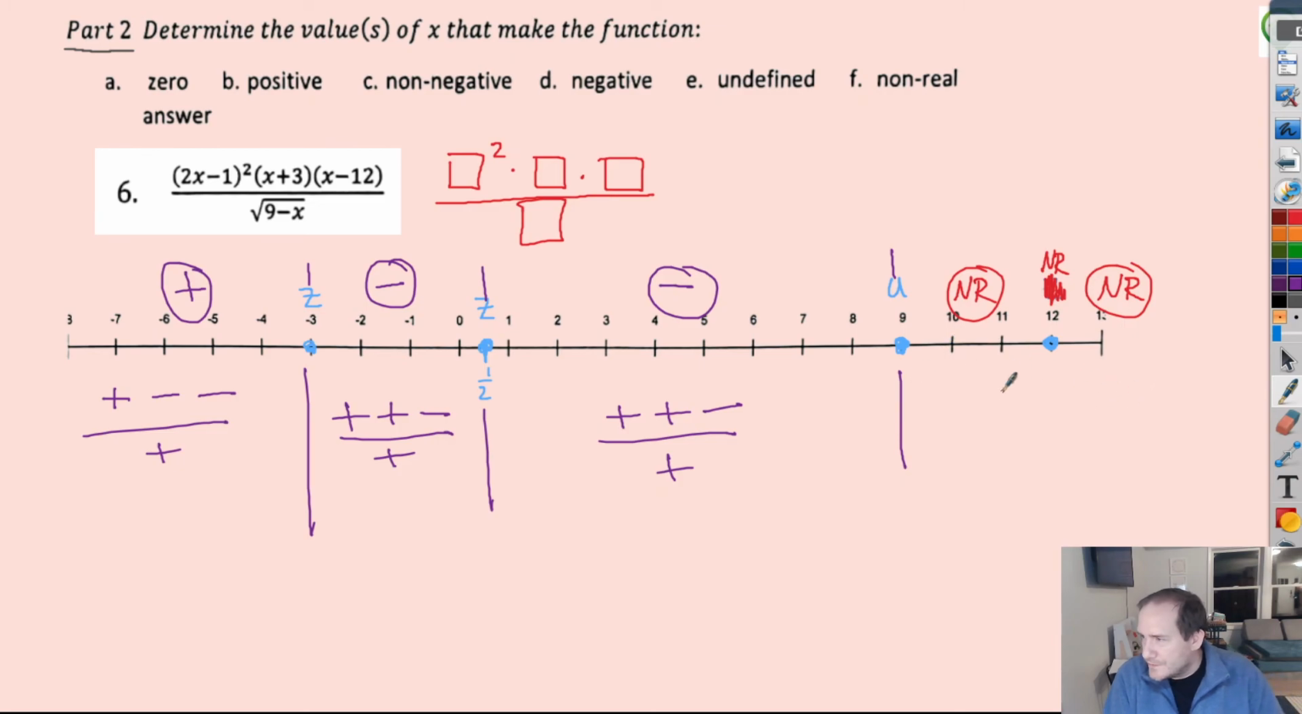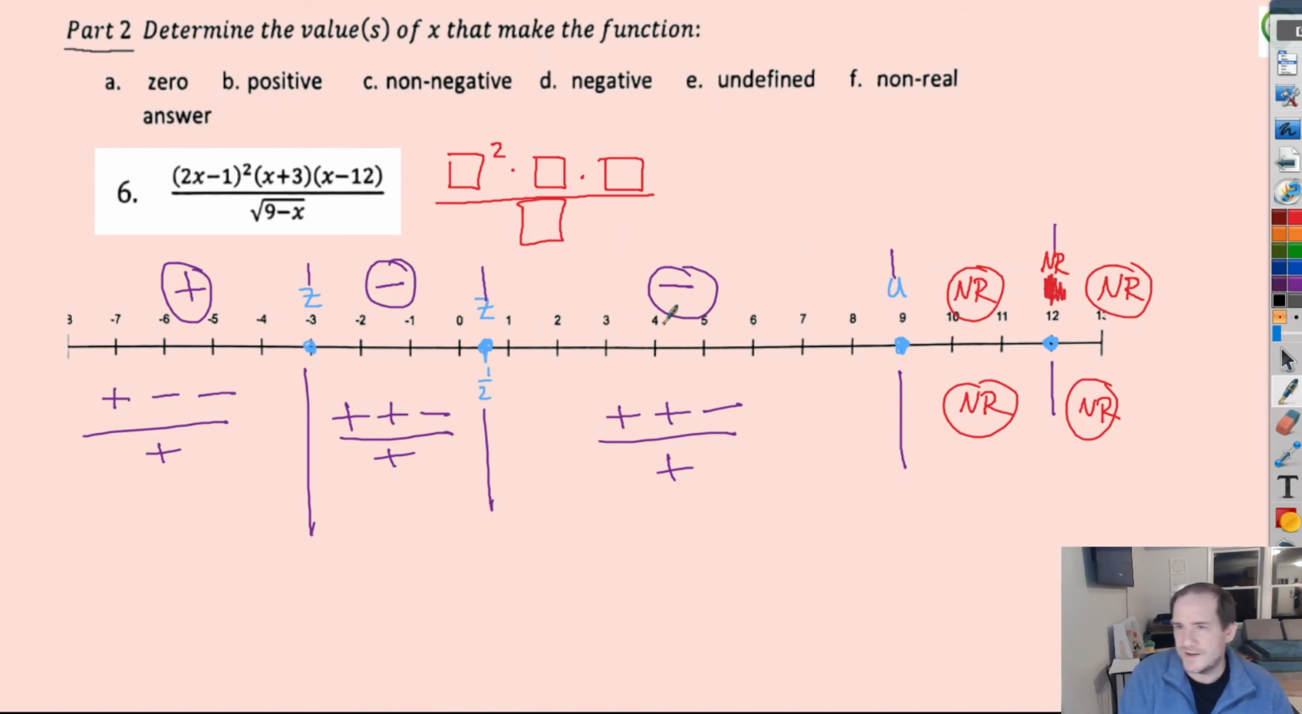Now, this whole interval is non-real, so I suppose I don't really have to test what's going on at 12 anymore, because we know we're just going to be non-real everywhere. So don't bother. Non-real, non-real. You don't have to run your sign tests. We can just stop here.